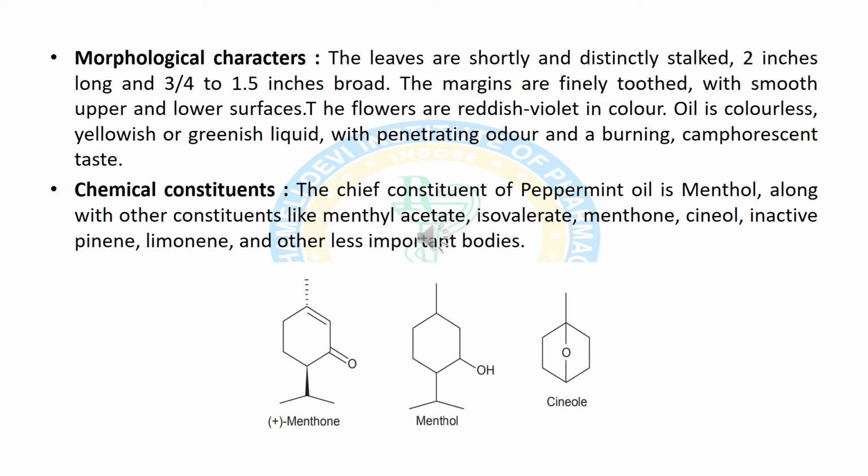Now we will discuss morphological characters of mentha leaves. The leaves are short and distinctly stalked. They are 2 inches long and 1.5 inches broad with a dentate margin, and the oil separated is a colorless, yellowish or greenish liquid. It has reddish violet colored flowers. It has a penetrating and burning odor and a camphorous taste. Now we will discuss various chemical constituents found in mentha leaves. The major constituents are volatile oils like menthol, menthone and cineol, and other constituents are pinene, limonene, etc.